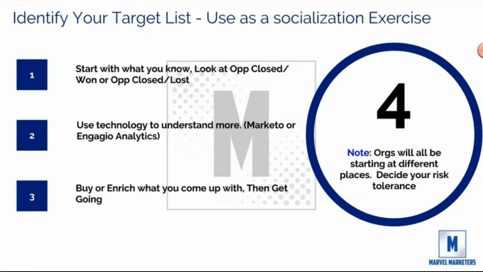Step 4. Identify your target list and then use it as a socialization exercise. From what we have found, there's actually a tiered approach to acquiring that list for yourself. The first is look at opportunities and understand your ideal buyer persona against accounts that you find valuable. Then use technology to understand more.